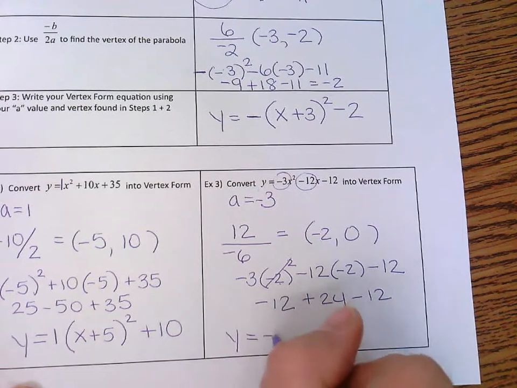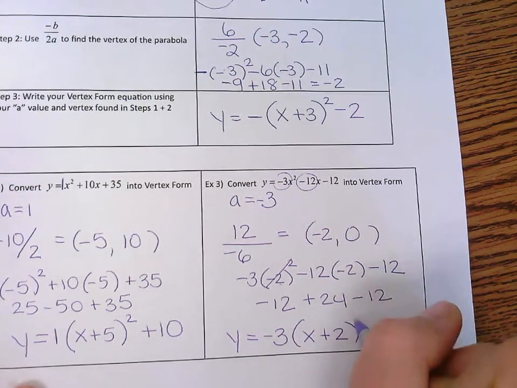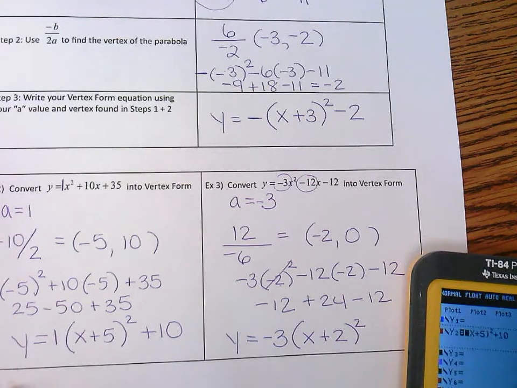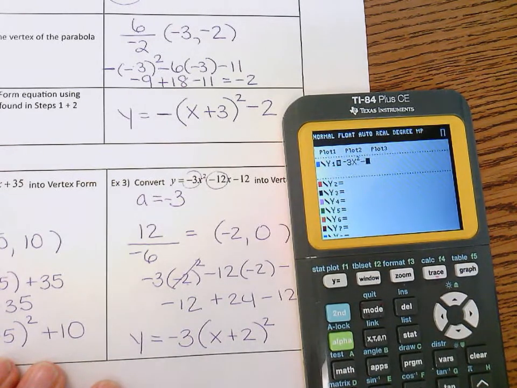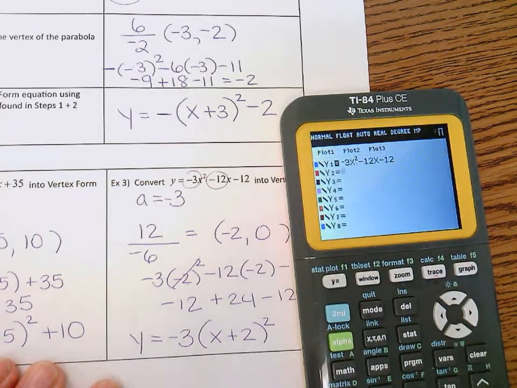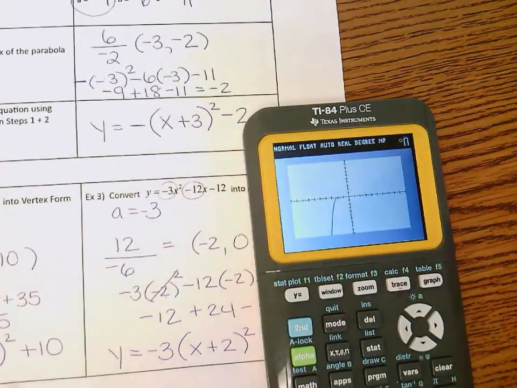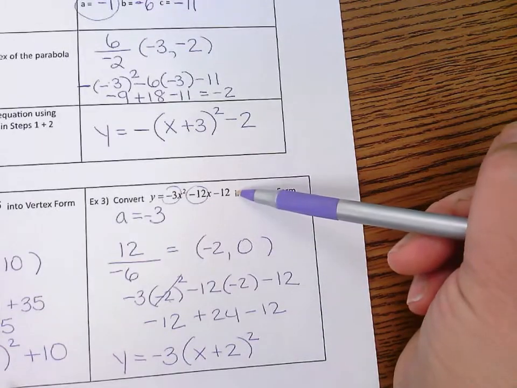So y equals -3 times x plus 2 squared plus 0. All right, let's double check. That seems a little bit unusual, but maybe it came out that way. -3x squared minus 12x minus 12 compared to -3 times x plus 2 squared. I hope I did it right. If not, you'll see right now if I made a mistake. All right, it did trace back over itself, so that was the correct vertex form equation of this standard form equation.